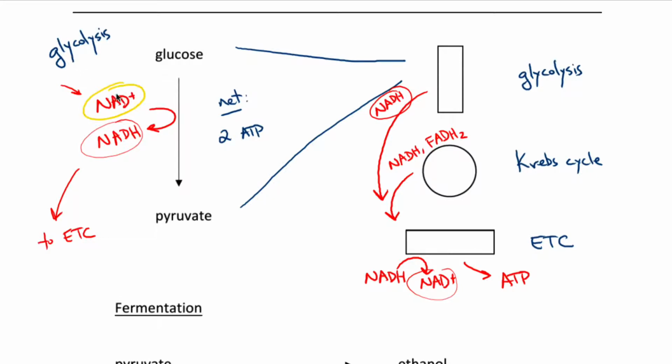So NAD+ is an important reactant in glycolysis. If there's no NAD+, this step can't happen and glycolysis grinds to a halt. Where does that NAD+ come from? Well, it's being regenerated at the electron transport chain. And that presents a problem because the electron transport chain requires oxygen.